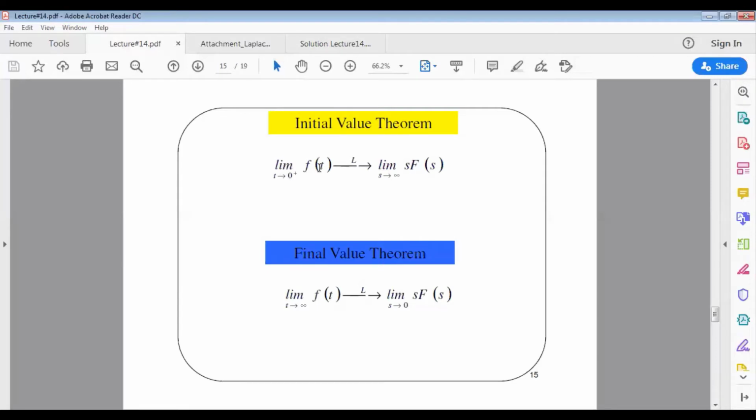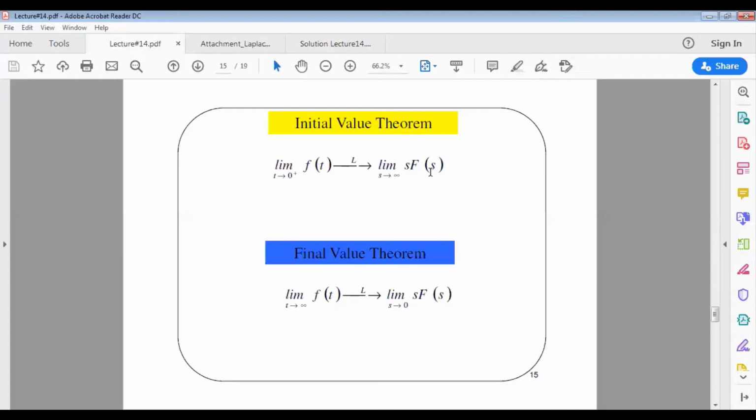To find the value of f(0), the initial value, it is actually equal to the limit of s approaching infinity of s multiplied with F(s).